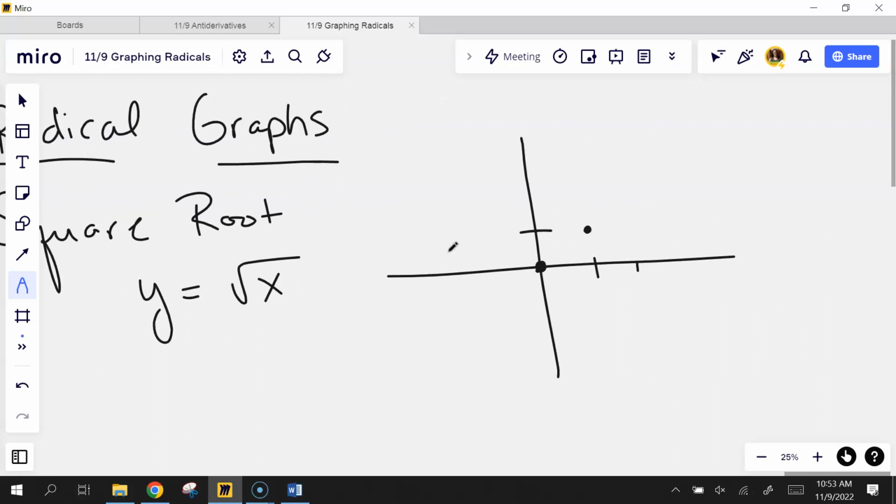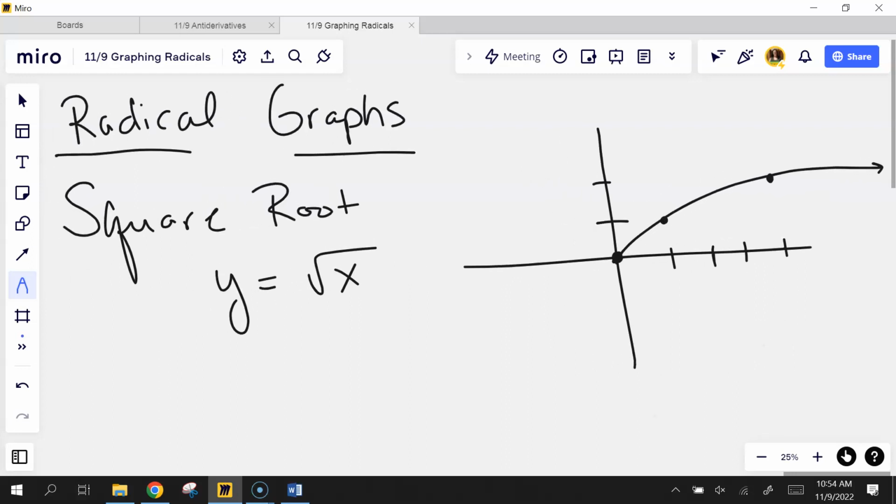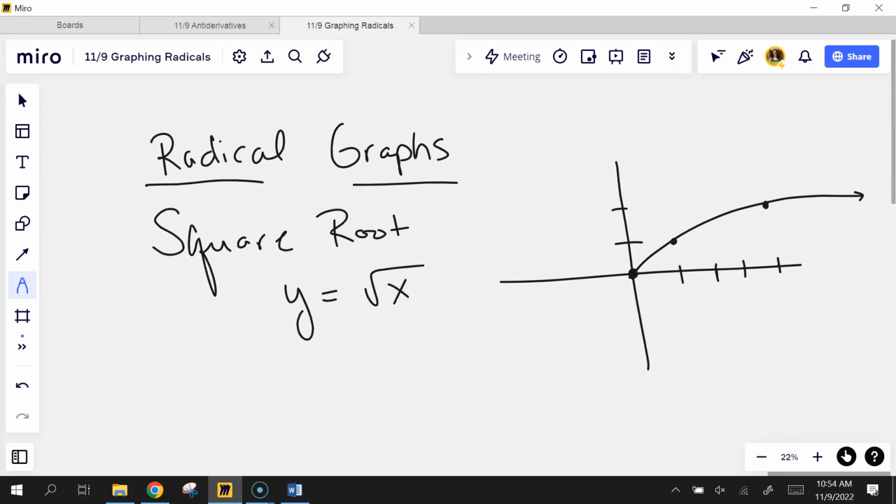And then if I go over to, what's the next perfect square you can think of? 4. So maybe if I go over to 4, what's the square root of 4? 2. So this graph is going to look something like this. Really what it is, it's half of a parabola on its side whenever you look at it. So if you turn that parabola over and had it going, that's the graph of a square root.